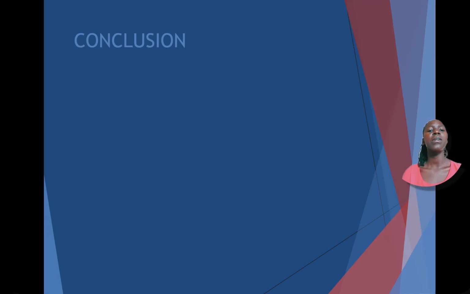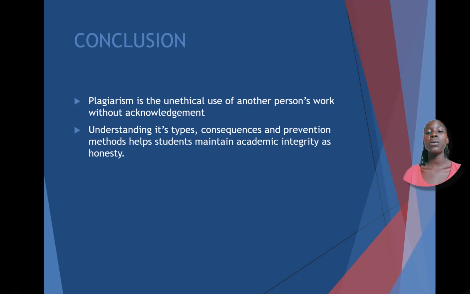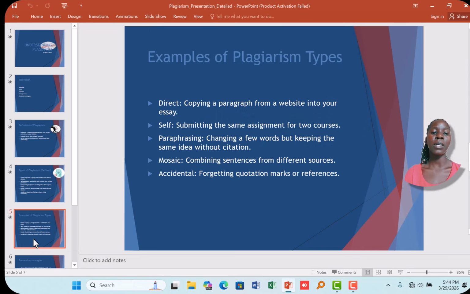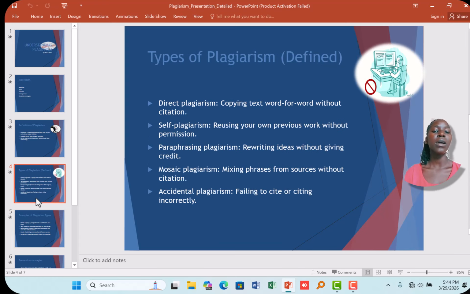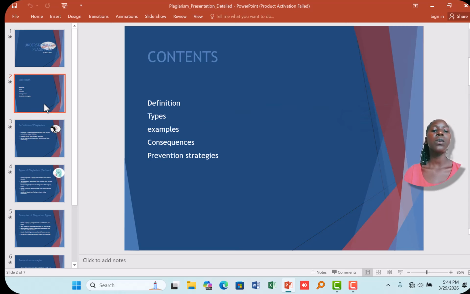So, concluding. Plagiarism is the unethical use of another person's work without acknowledgement. Understanding its types, consequences, and prevention methods helps us maintain academic integrity. So you'll be able to understand that this is important in academic work, because you can copy someone's work unintentionally. That's how we have got today. We have finished, we have concluded. So let's not be culprits of plagiarism.